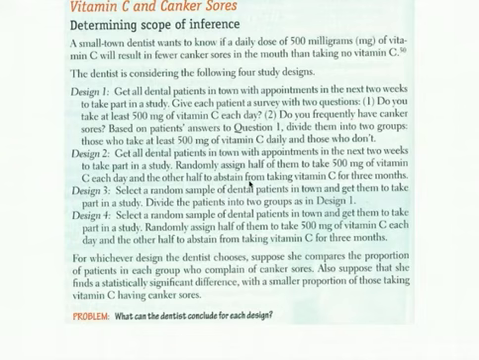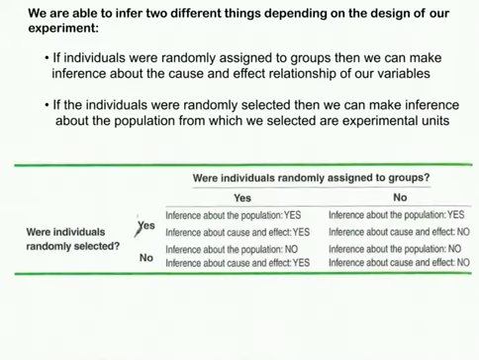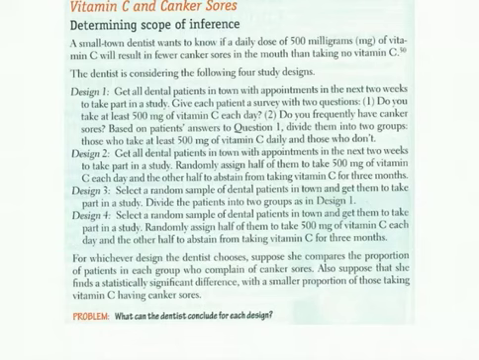So in the first design, the patients were not randomly selected because she took the patients that had appointments in the next 2 weeks to take part in a study. So in the first one, remember our questions, looking back at our table, is were individuals randomly selected and then were they randomly assigned to groups? So I'm going to write down selected, no, because this was just anybody that had appointments in the next 2 weeks, and then assigned.